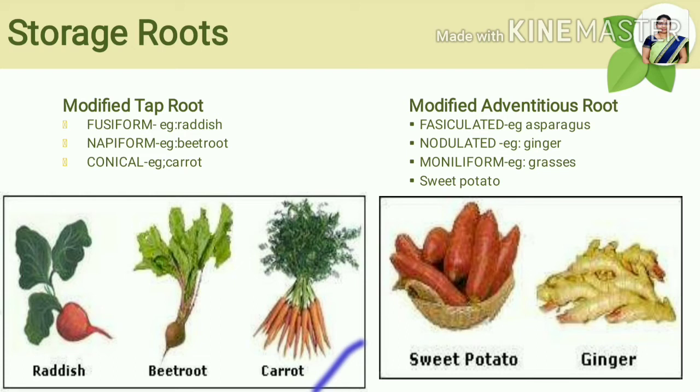Napiform, when the underground taproot is swollen at the base, sharply tapering at the apex and becomes almost spherical in shape, then we call it napiform root, such as in beetroot or turnip. Modified adventitious root, we have sweet potato, ginger as fasciculated or nodulated. If in a single node, then if it is a group, then we call it nodulated. Fasciculated, example asparagus, nodulated ginger, and moniliform grasses.